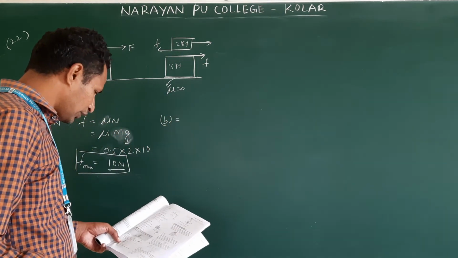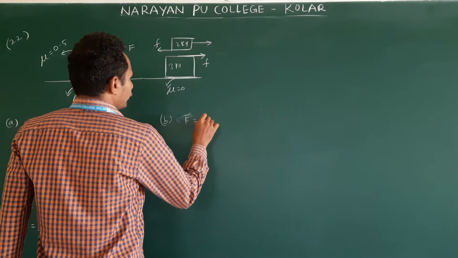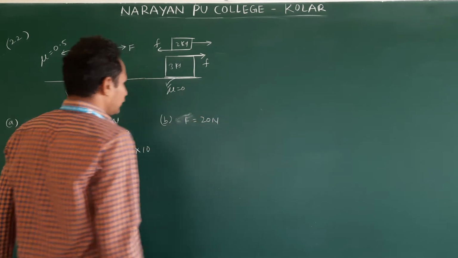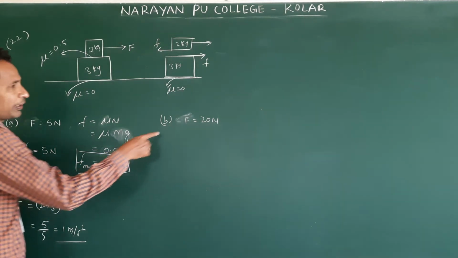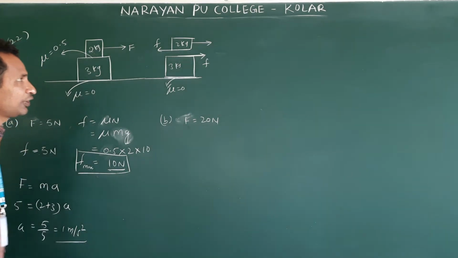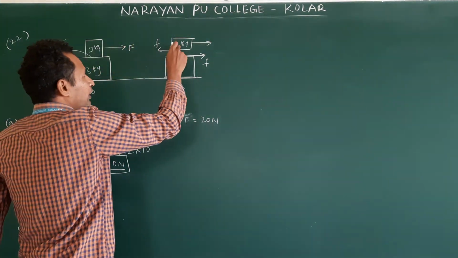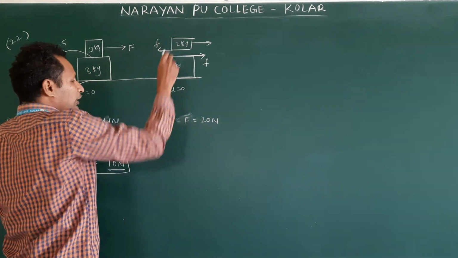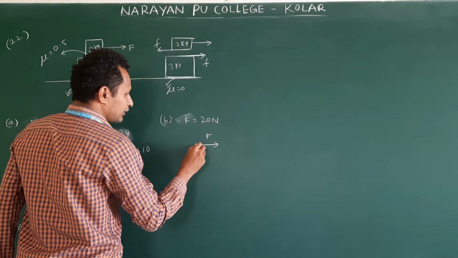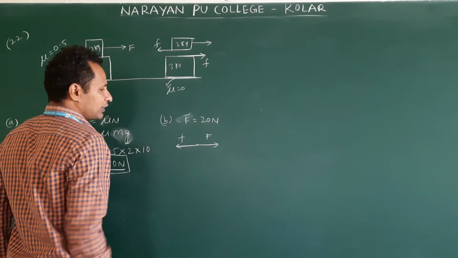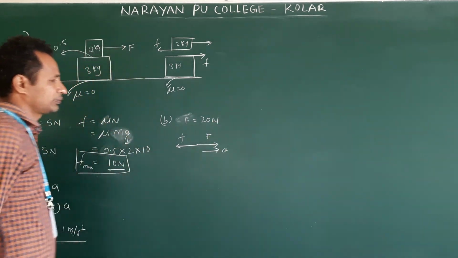Now F is equal to B. B equals F is equal to 20 newtons. Okay, what is the maximum friction between the blocks? 10 newtons. We are applying 20 newtons. Then what happened? This body will move. Now I am talking about A for the 2 kg block. For the 2 kg block, what is the free body diagram? Applied force F is in this direction. Frictional force acts in this direction. This accelerates in this direction. Am I correct or not?